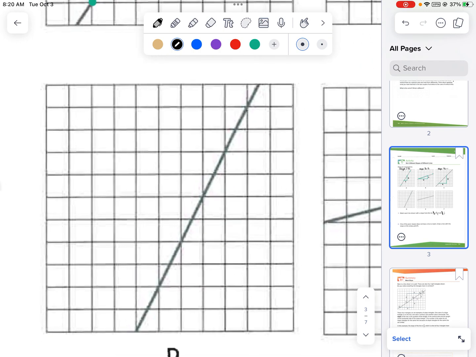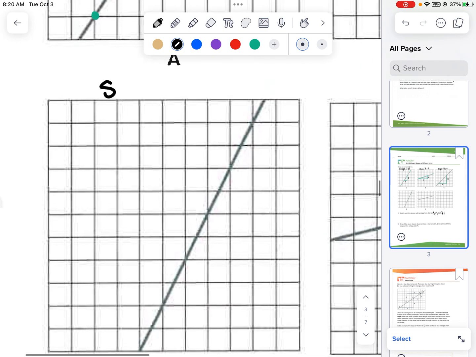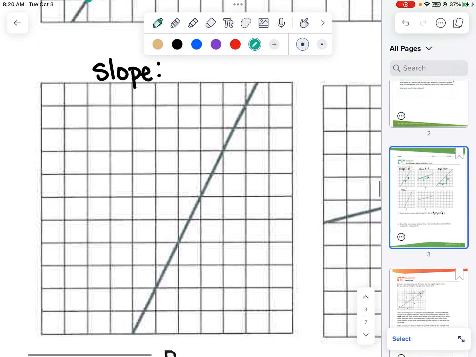All right, when we look at D, now we don't have a slope triangle provided for us, so we're going to have to draw one. Go ahead and try to determine what points are viable options. I'm going to show you. These are our options. And then I'm going to show you that you can do different slope triangles and still end up with the same value.